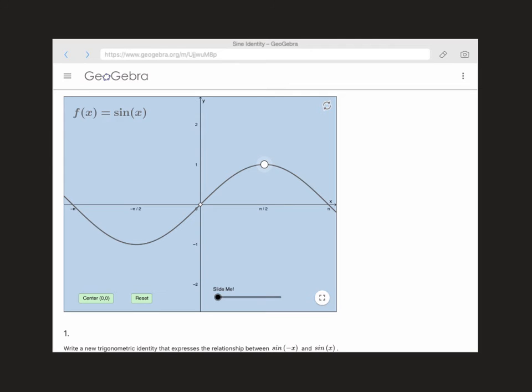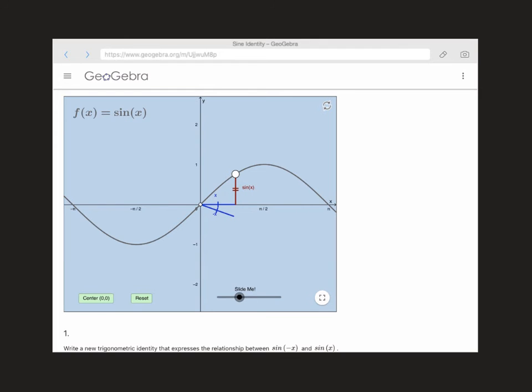Okay, so let's just move this back to about here. And then what we're going to do is look at our x value there, the blue x value. So we've gone across x. And now that distance up to the white dot is in fact the value for sine of x.